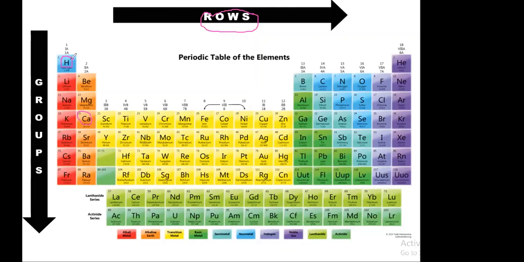Rows run from left to right or from right to left, right? Just depends. Basically, rows are running horizontally.